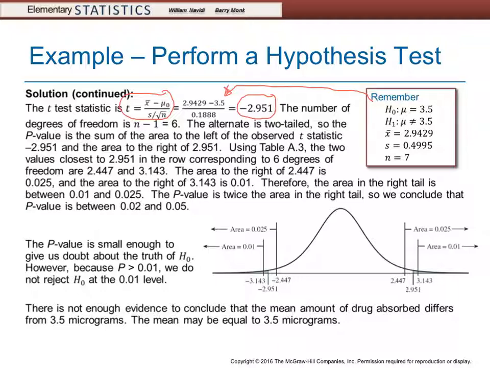So in this case, there is not enough evidence to conclude that the mean amount of drug absorbed differs from 3.5 micrograms. The mean may be equal to 3.5 micrograms.